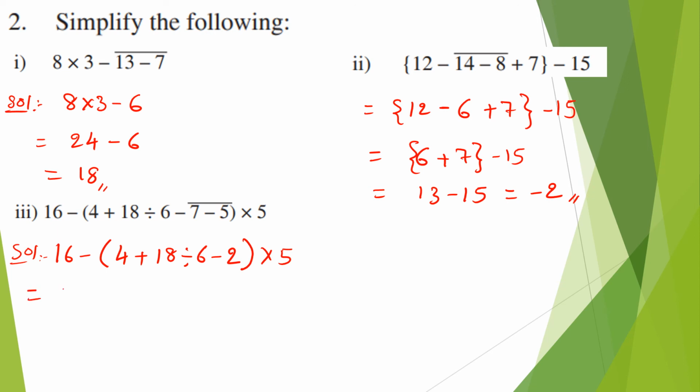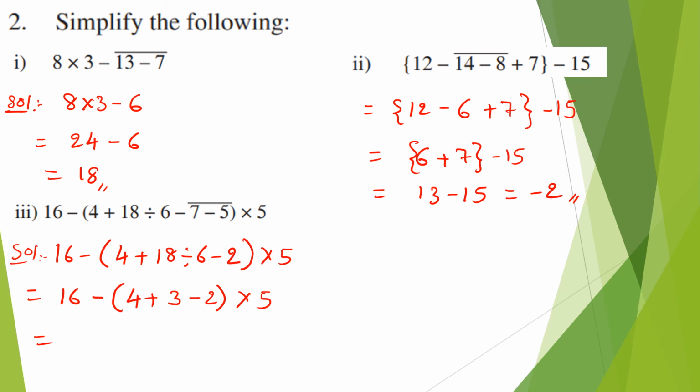Now let us see here, 16 minus. Now calculate inside the small brackets. In this bracket we also follow the order of the BODMAS rule. First we should do the division. 4 plus 18 divided by 6 is 3, because 6 3s are 18. Minus 2 into 5.